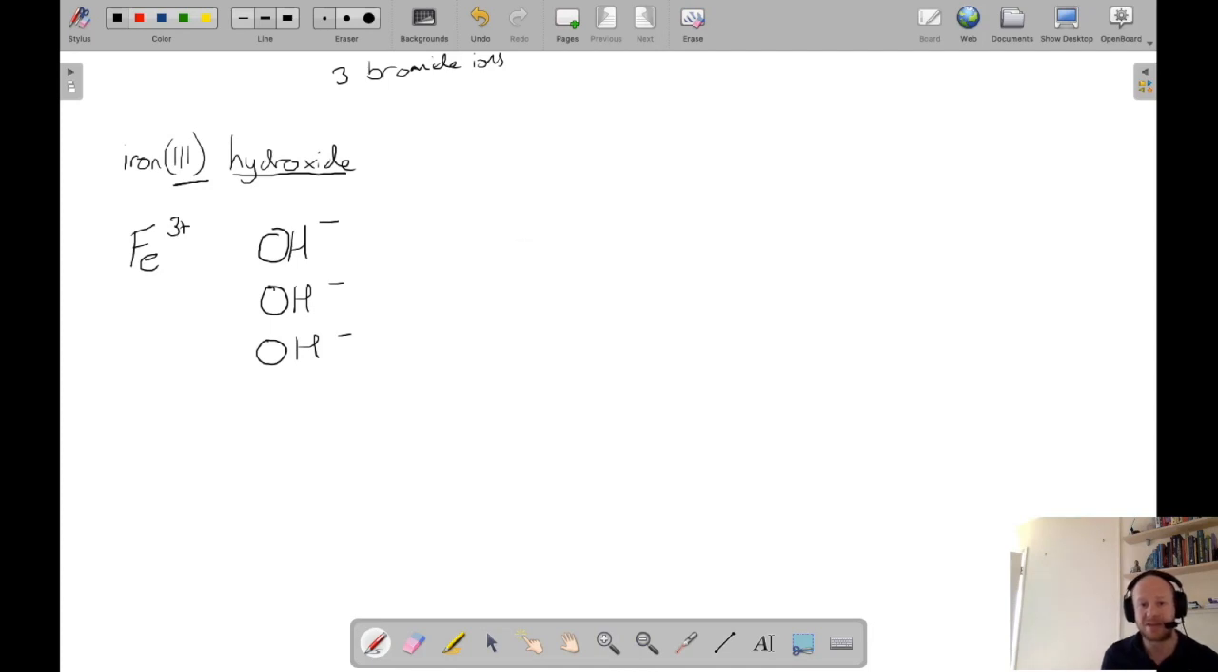Now you might think what's sensible is to write FeOH3, just like we did before. But when I'm reading this, it actually says 1 Fe, 1 oxygen, and 3 hydrogens. But when I look over here, you can see that I've got one Fe, yes, I've got 3 hydrogens, but I've also got 3 oxygens as well. So this can't be correct. This is not the correct answer here.